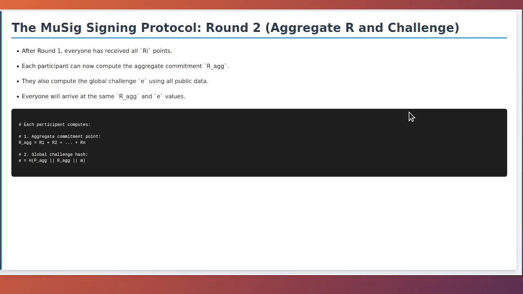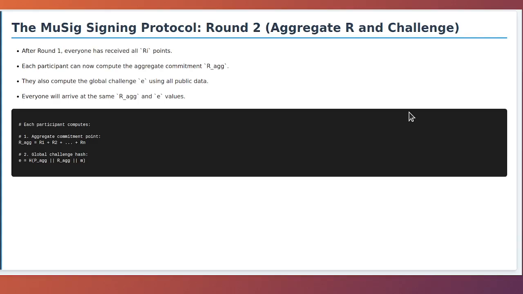The MuSig signing protocol. Round 2, aggregate R and challenge. The second round of the protocol is straightforward and doesn't require any interaction. Once every participant has received the public commitment points R A, R B, R C from everyone else, they can all independently perform the same calculations. First, each person computes the aggregate commitment point, R AGG. This is done by simply adding all the individual R points together. Because elliptic curve point addition is commutative and associative, everyone will arrive at the exact same R AGG point.